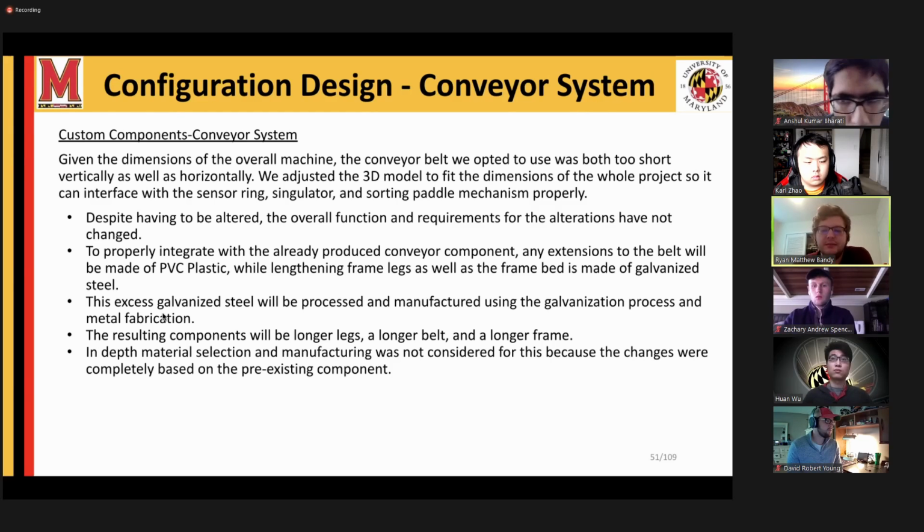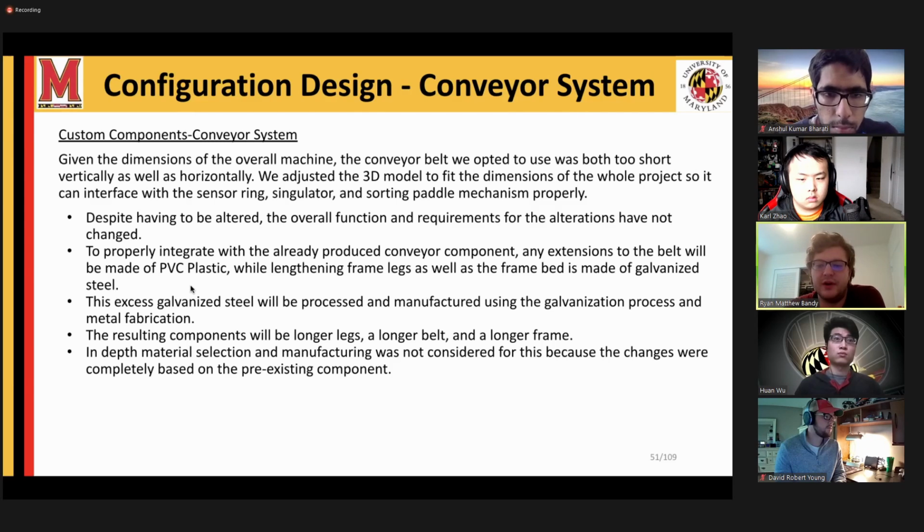We adjusted the 3D model to fit the dimensions of the whole project so it can interface with the sensor ring, singulator, and sorting paddle mechanism properly. Some other key points are that despite having to be altered, the overall function and requirements have not changed. To properly integrate with the already produced conveyor component, any extensions to the belt will be made of PVC plastic, while lengthening the frame legs as well as the frame bed is made of galvanized steel.